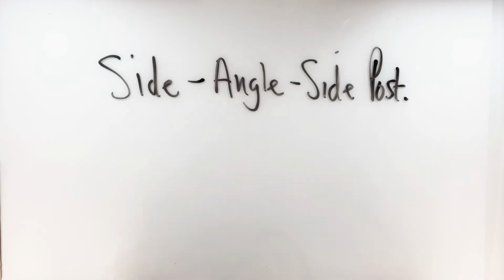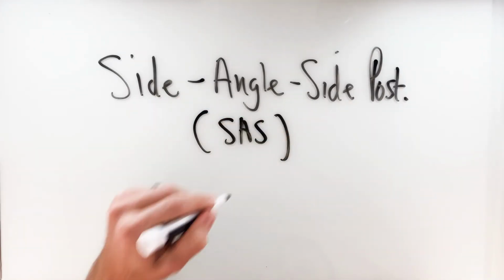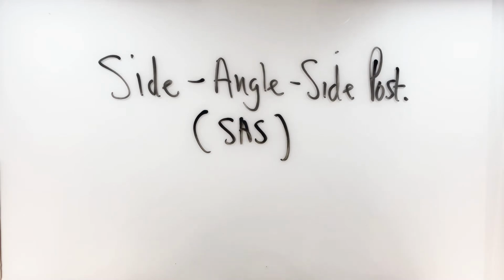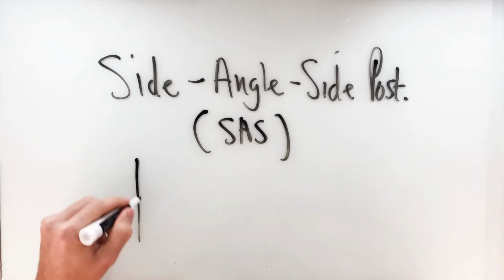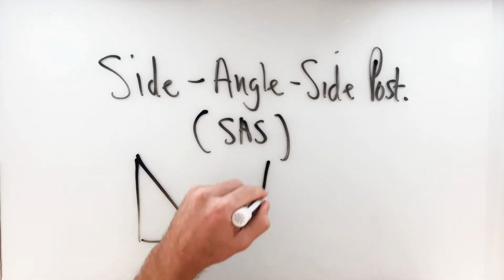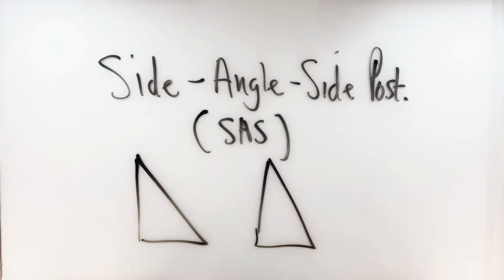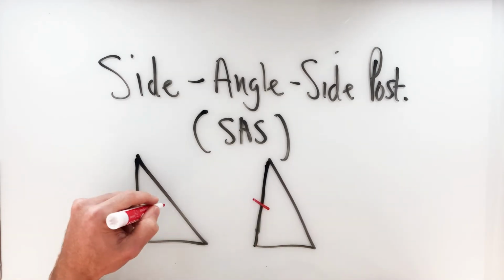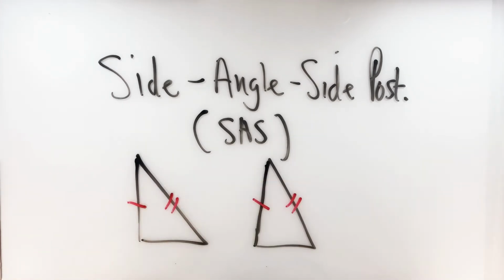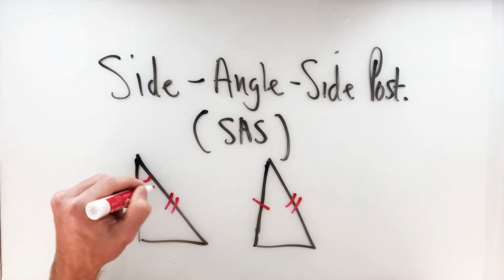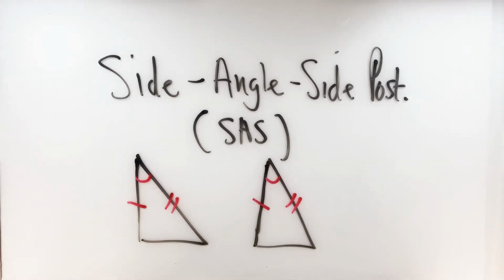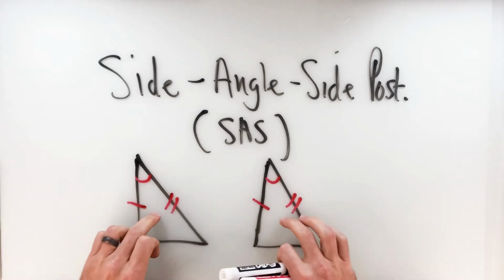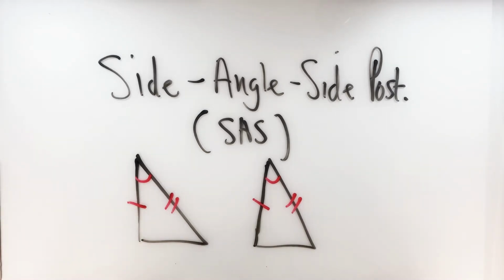If you have 2 sides and the angle in between those 2 sides, mark this information: 2 sides, and then the angle in between those 2 sides, like this. This postulate says that this information would be enough to say that these 2 triangles are congruent.